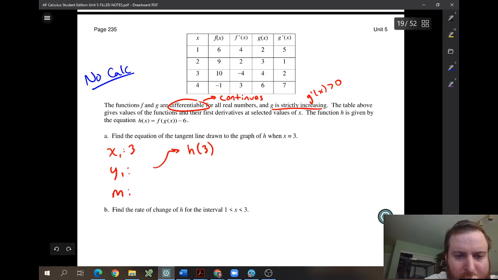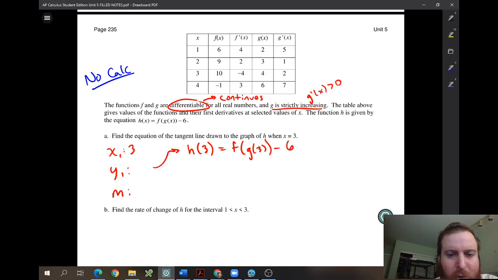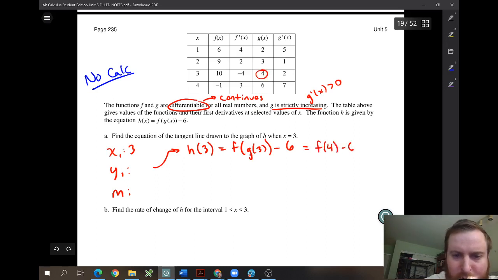So h of 3 would equal f of g of 3 minus 6. This is called composition of functions. We need to practice these, okay? So f of g of 3, we're going to first plug in g of 3, right? g of 3 is 4. So this will become f of 4 minus 6, right? First we plugged in g of 3 and we got 4. Then f of 4 is negative 1. So negative 1 minus 6, that's going to be negative 7.